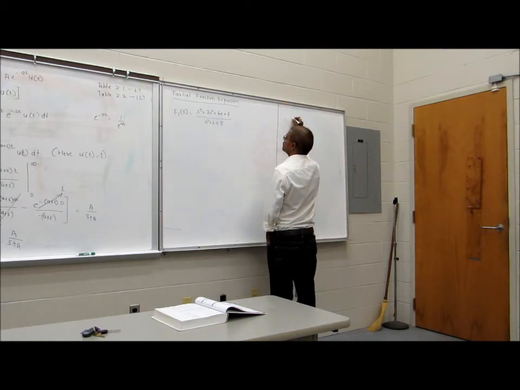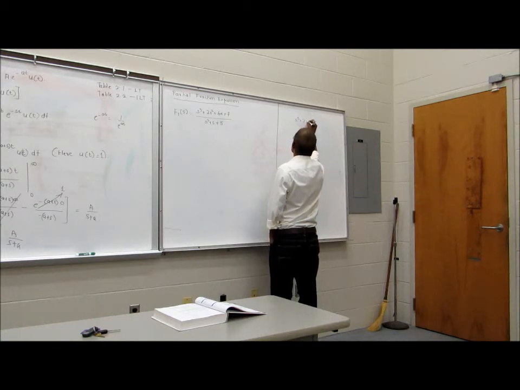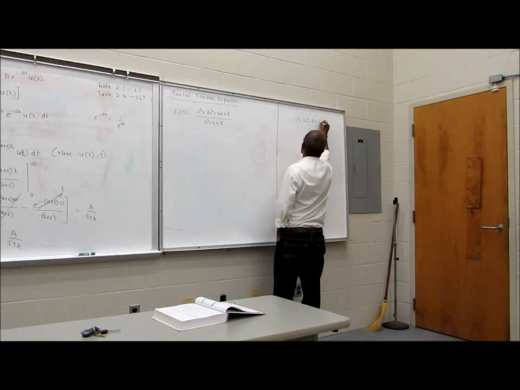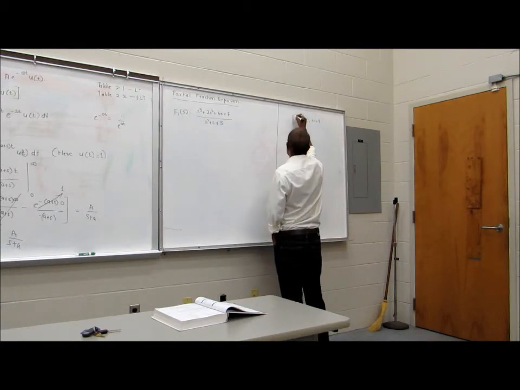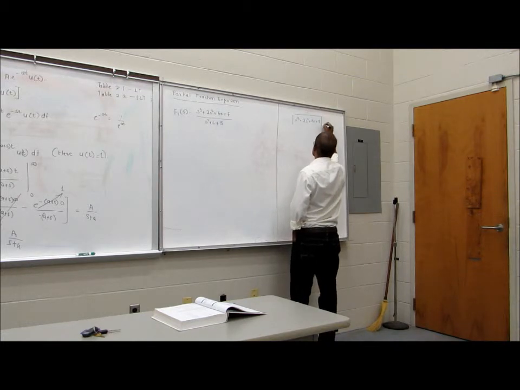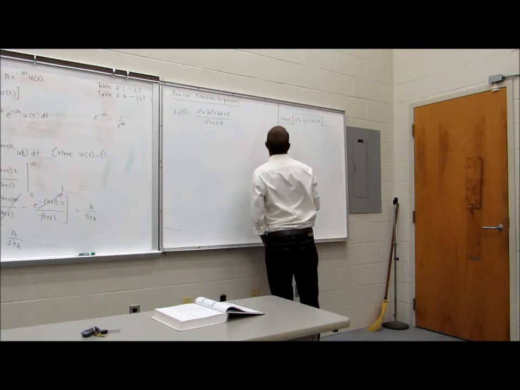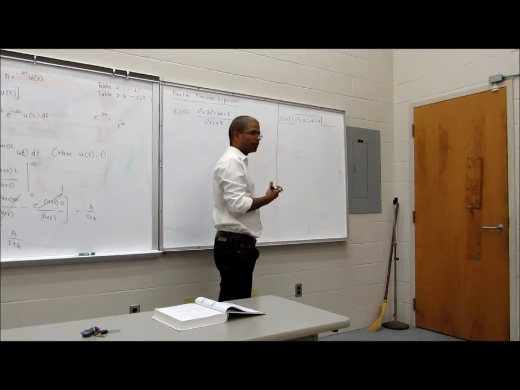So you have s cubed plus 2s squared plus 6s. This goes under the heart, sorry, under the division bar. You have s squared plus s plus 5. Can you divide this?